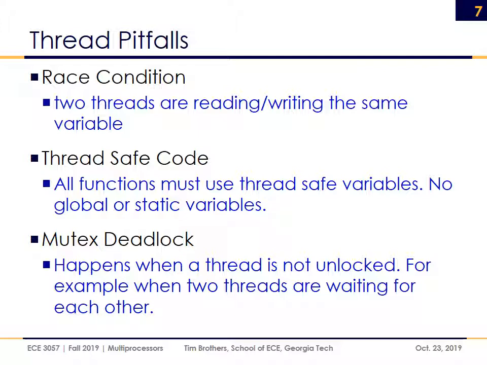Mutex deadlock. This happens when a thread is not unlocked. For example, when two threads are waiting for each other, you might have a thread pause and wait for data from another thread. But if there's a circular dependency between those two threads and they end up waiting for each other, they might both break. You might break your whole system because one thread will be waiting for a variable, and the other thread is waiting for the other variable, and those variables are set within the threads that are currently locked.